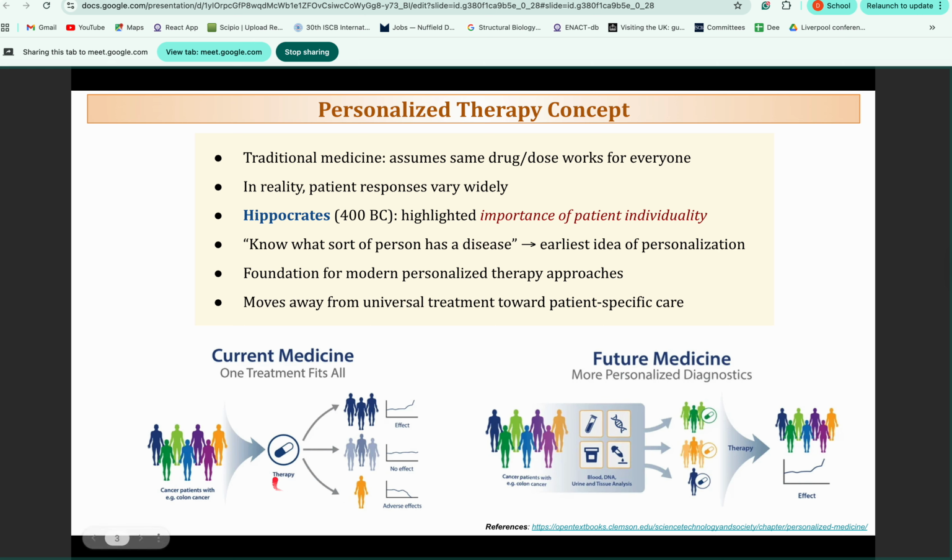These patients were given the same therapy, but they were not curing the cancer, they were showing adverse effects, so their cancer was worsening. Now what is the future medicine? It is more personalized diagnostics, in which we take all these patients and collect their blood, DNA, urine and tissue analysis. We perform all these analyses, and then we find out what amount of dosage should be given and what kind of drug should be given to them. In that way we give different personalized therapy to different groups of people, and ultimately we can see the effect of that particular drug on each individual. This is how we have moved from one treatment towards personalized treatment for everyone.